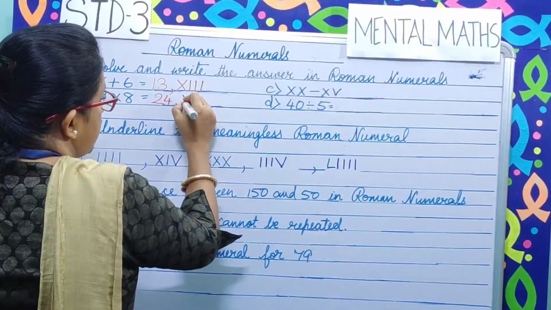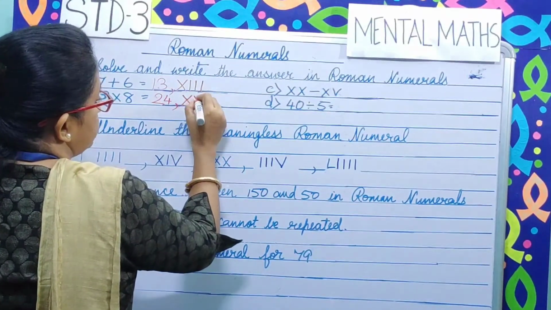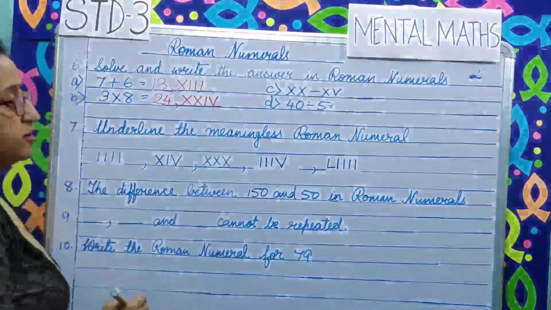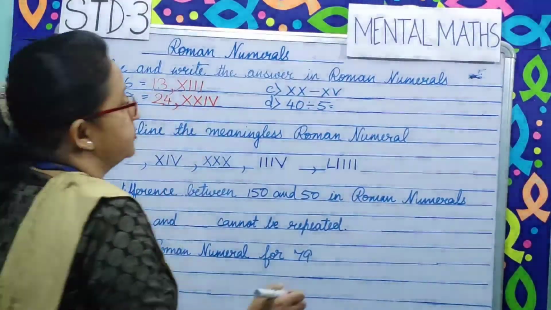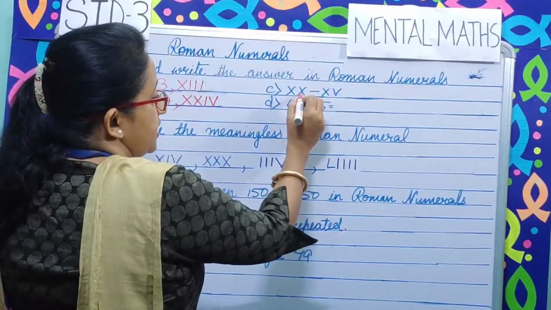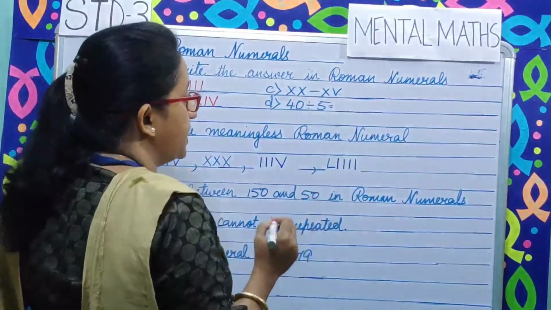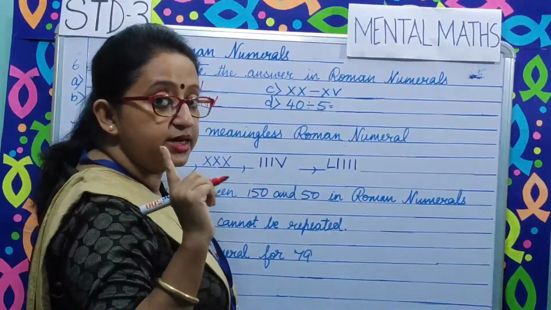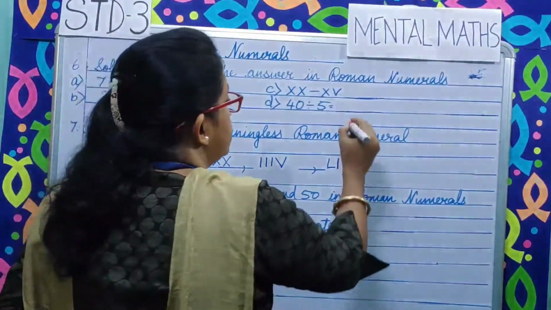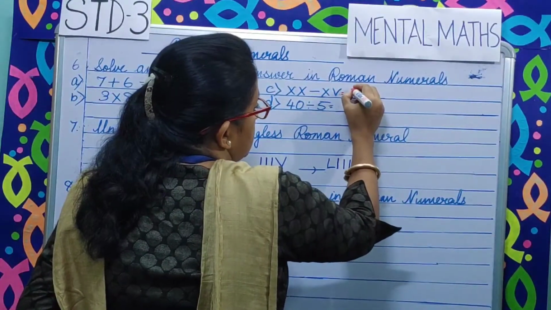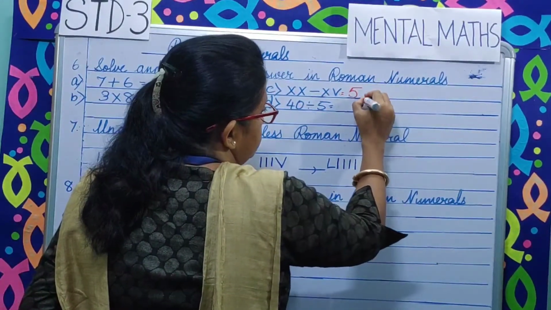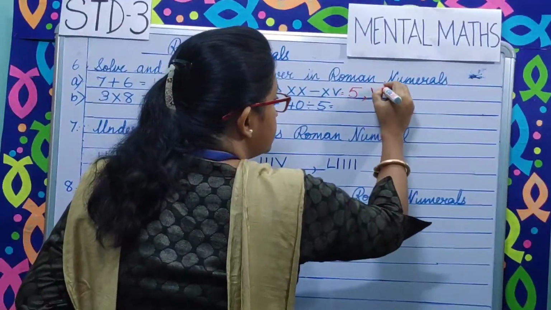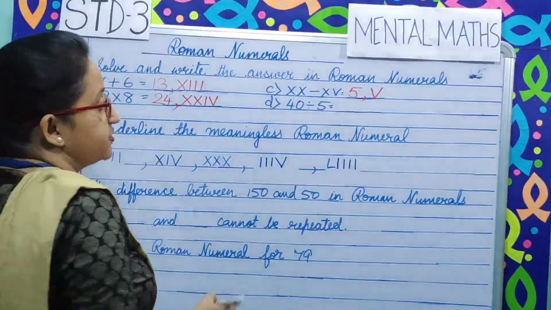20 means X plus X. 10 plus 10, 20. Now, we write 4. 5 minus 1 is 4. XX minus XV. XX is 20 and XV means 10 plus 5 makes it 15. So, 20 minus 15 is 5. How do we write 5, children? Yes, the symbol V represents 5.